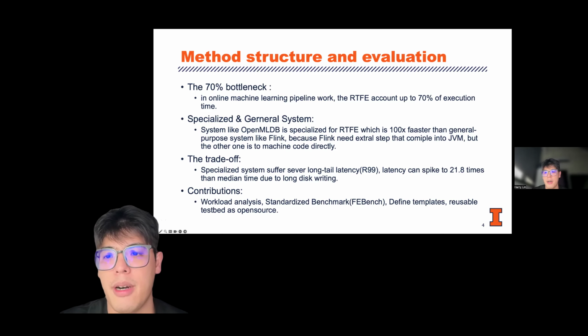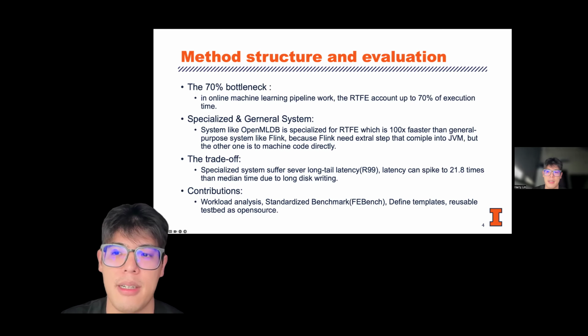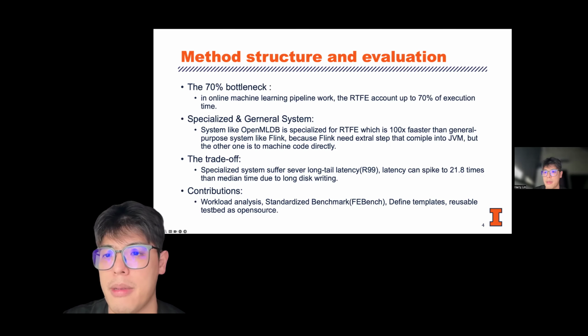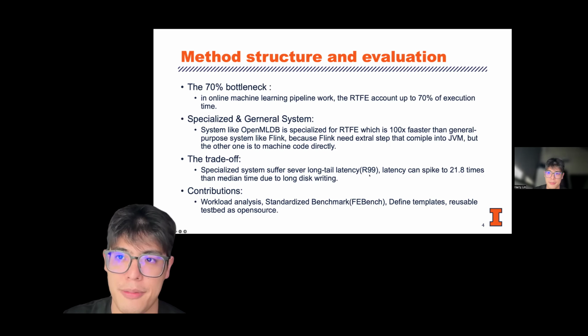The main reason here, I can just give a quick hint: Flink has some extra steps for the computation process. Flink runs in the JVM first, then adds some extra steps, and OpenMLDB manipulates directly down to the machine code through LLVM. So it is much more efficient.